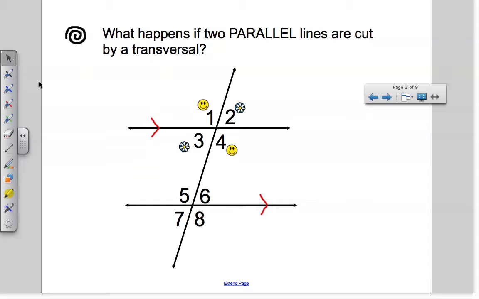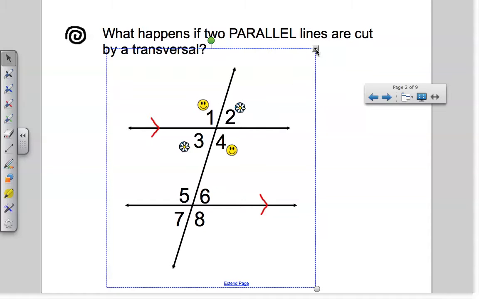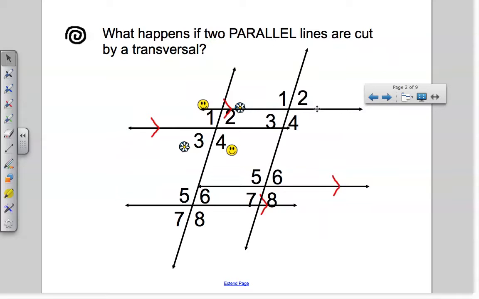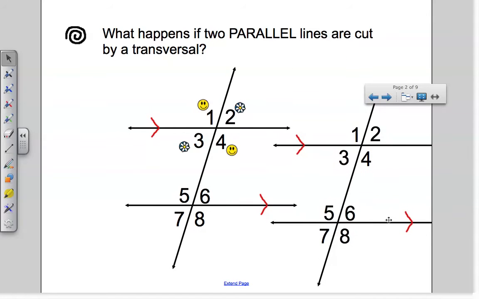But what I'm really curious about is, is there something special that happens because these lines are parallel, that are cut by the transversal? Is there a relationship between angles 1, 2, 3, and 4 and 5, 6, 7, and 8? And I hope that you're thinking it looks like 1 would be congruent to or the same as 5, 2 would be congruent to 6, 3 congruent to 7, 4 congruent to 8. And I can test that out by taking this whole picture, and I'm going to copy and paste it. And really, I just duplicated this entire thing here.